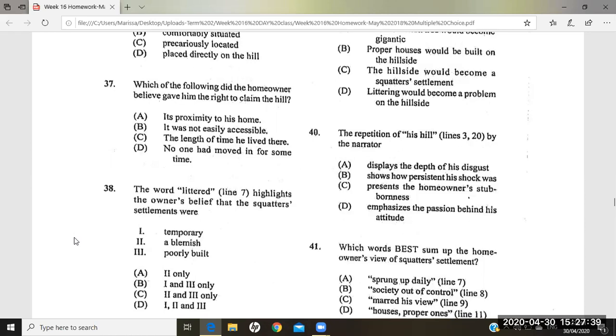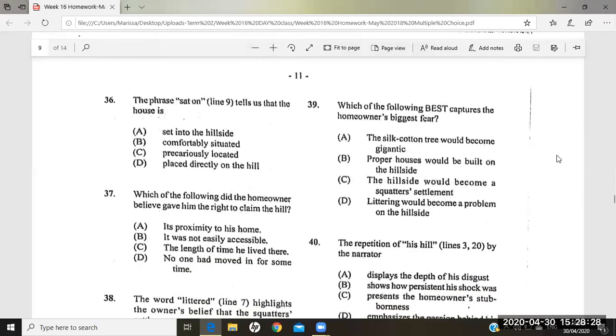Raphael, number 38, it says the word littered highlights the owner's belief that the squatter settlements were what? If you use a word like litter, it is usually something negative, right? That's usually a negative description. Try again, Raphael, it's not C. It's not B. We are on number 38 right now. It is A. The answer was a blemish. And if something is a blemish, it's sort of like a flaw, an imperfection that exists. So for 38, the answer was A.